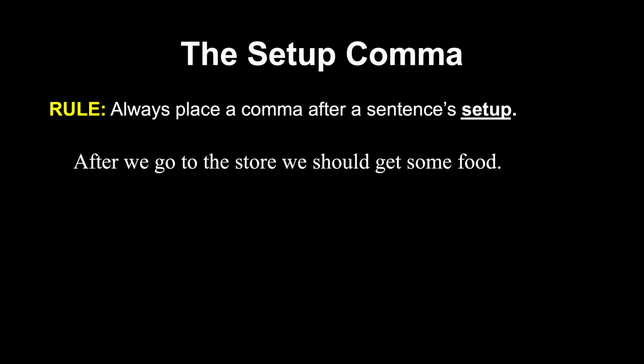So this sentence from earlier, after we go to the store, we should get some food. The setup is after we go to the store. So we say, after we go to the store, comma, we should get some food. You could think of it like the setup for a joke. A blonde, a brunette, and a redhead walk into a McDonald's. Okay, so that just tells you what's going on. Now that was a complete sentence, but it sets up the joke. Once you do the setup, now you can get to the actual joke. Once you do the setup, you can get to the actual point of the sentence. We should get some food.